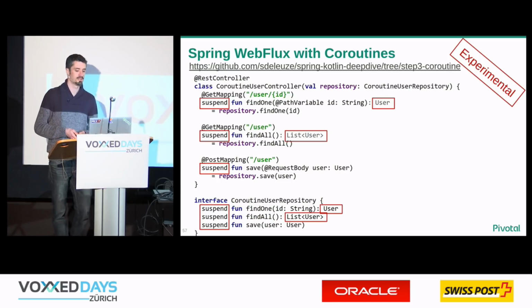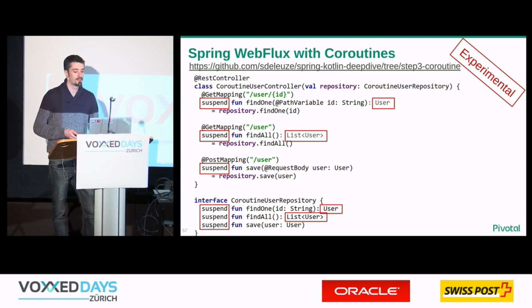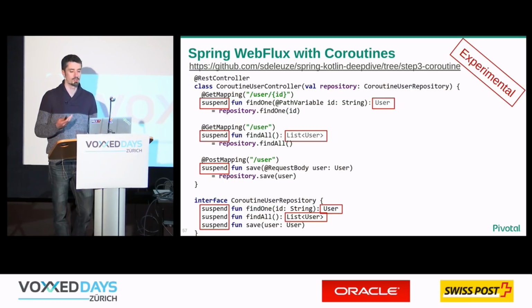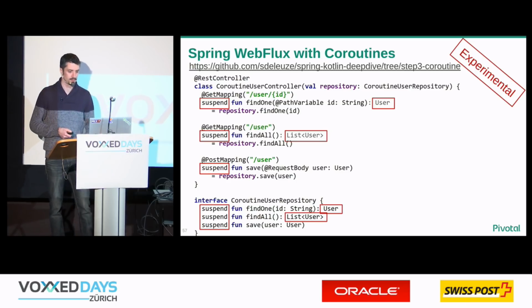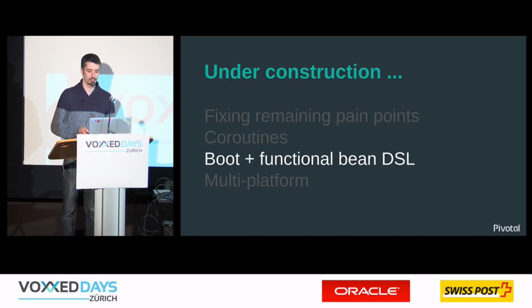There is a step 3 coroutine branch in my Spring Kotlin deep dive project that shows an example of the project with coroutines. You will see that the code is quite close to the Spring MVC version and not the Spring WebFlux version, because that basically allows you to leverage the non-blocking runtime, but with a more imperative style syntax. So that works quite well for asynchronous values. When you are doing a lot of streaming and things like that, I think the advantage is less clear. But yeah, that's something worth trying.